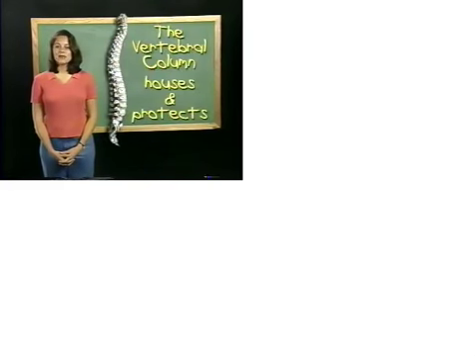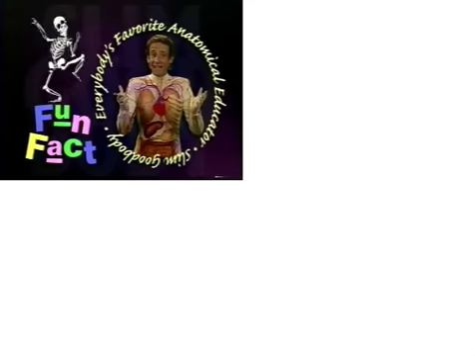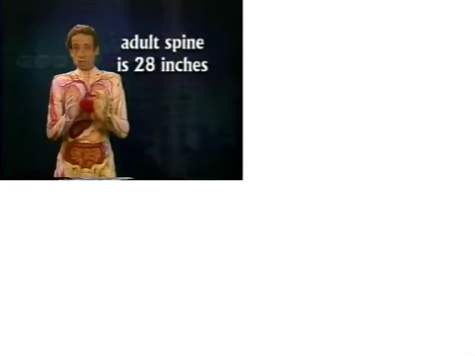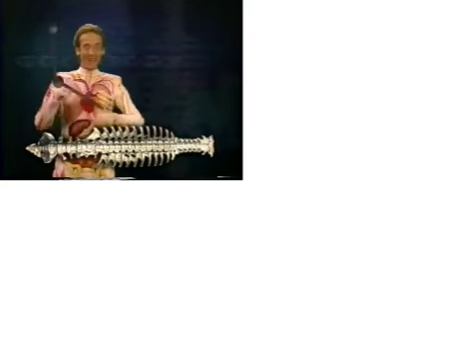The vertebral column houses and protects the spinal cord, another structure we'll give you the details on later. And now, another amusing fact from the man with the anatomical plan, Slim Goodbody. Did you know that the adult spine is 28 inches long, and if ripped out, can be played like a glockenspiel? Glockenspiels are fun!